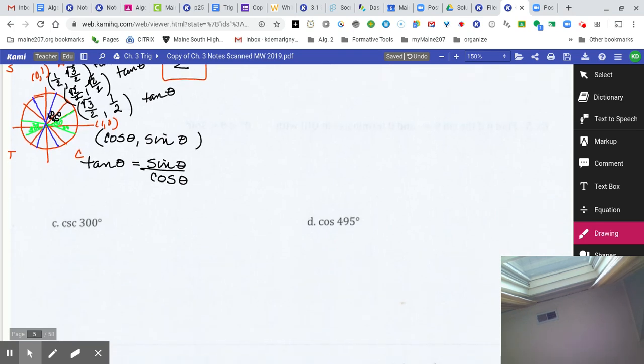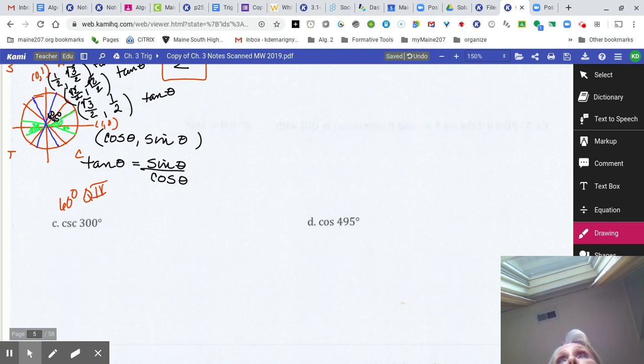Next one, cosecant. A cosecant of 300. So a cosecant of 300, I have to think of where my reference is. So if I need 300 degrees, remember that here's my 270. I need to go 30 more degrees. So I'm really looking at a reference of 60 degrees. So I'm a reference of 60 degrees and I'm in quadrant 4.